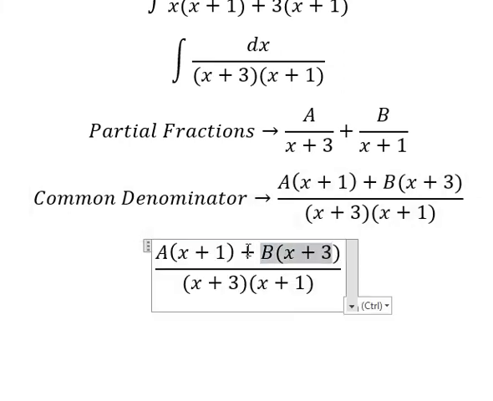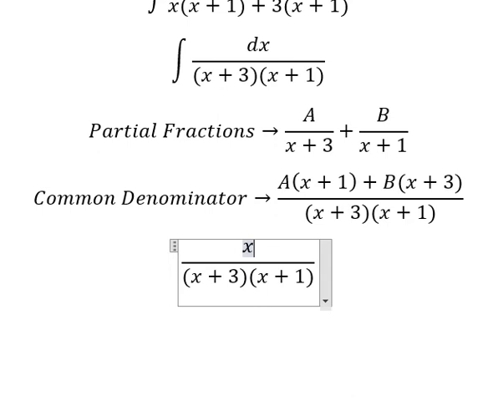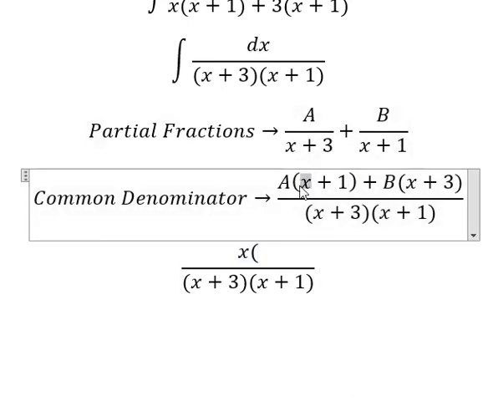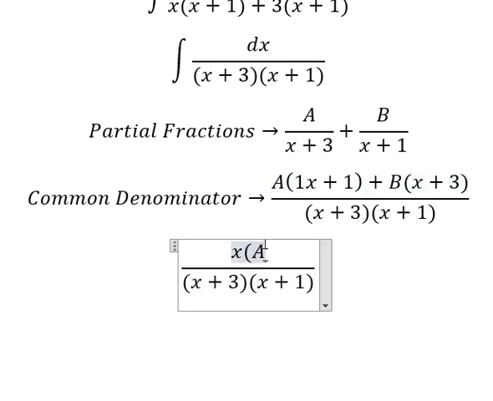Next, we need to arrange based on the terms of s. So we have A and B with 1s in here because 1s multiplied by A. So A with number 1 we have 8. Similar for B. About the numbers, we have 1 with A, 3 with B.